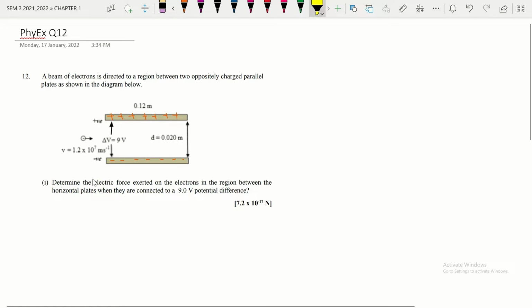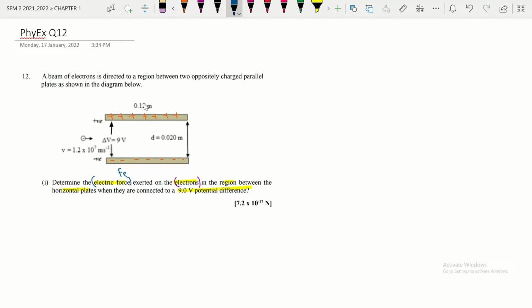Determine, okay, the first question, determine the electric force exerted on the electrons in the region between the horizontal plates when they are connected to a 9 volt potential difference. Jadi soalan ni minta awak cari electric force, dia minta awak cari Fe. So now let's look at the question.